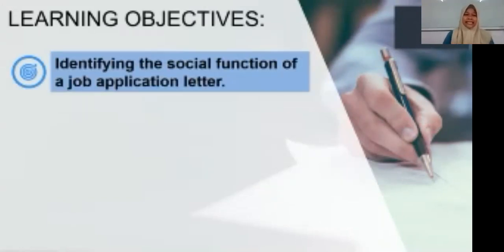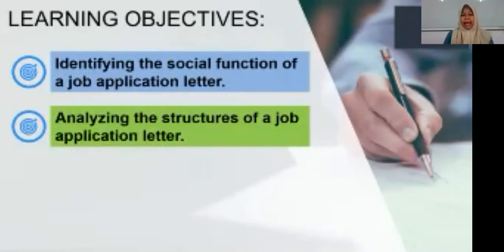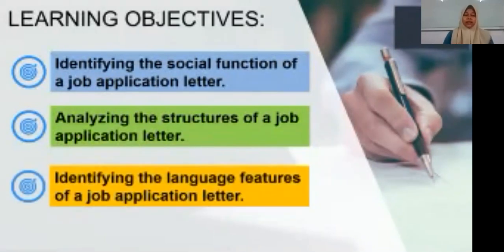First of all, I would like to tell you our learning objectives for today. The first one is identifying the social function of a job application letter. Second, analyzing the structures of a job application letter. This is very important because by knowing the structures well, you are going to know how to write a job application letter. And the third one, identifying the language features of a job application letter. I hope these learning objectives will be gained after we end our lesson today.